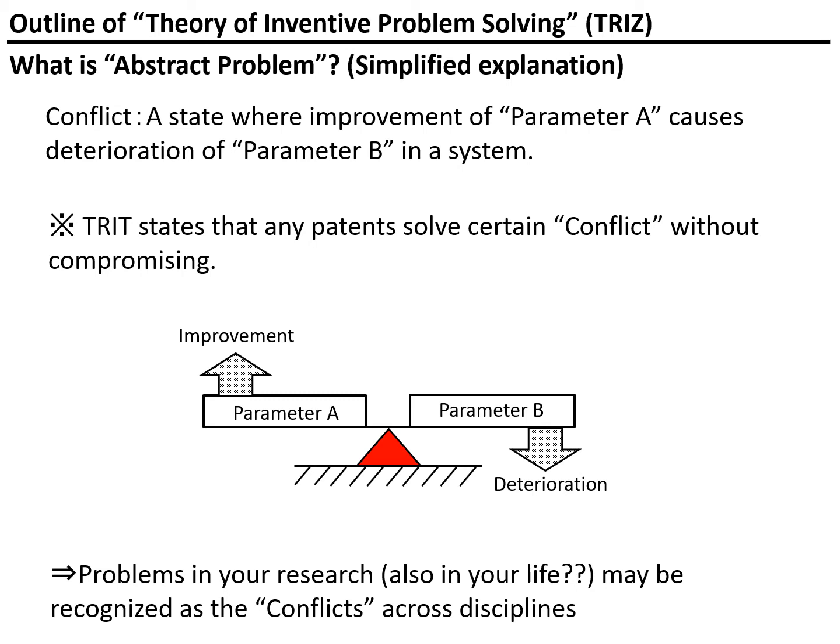So let me explain this again. The problem is the situation that when we want to improve something, at the same time, something different deteriorates. So probably problems in your research, even including in your life, may be recognized as a conflict across disciplines. Although each of us is doing very specific professional problems in each of the subjects, all the problems could be recognized as a situation like this across disciplines.